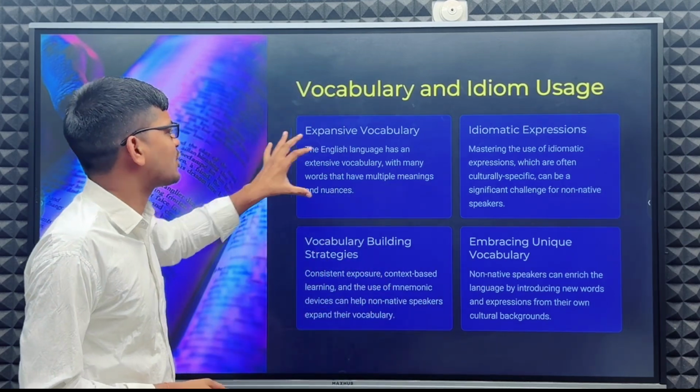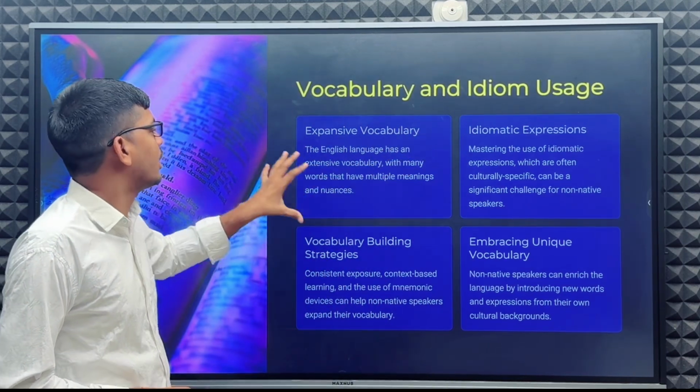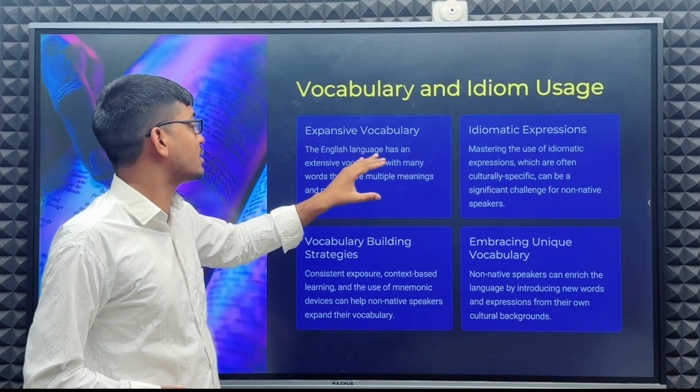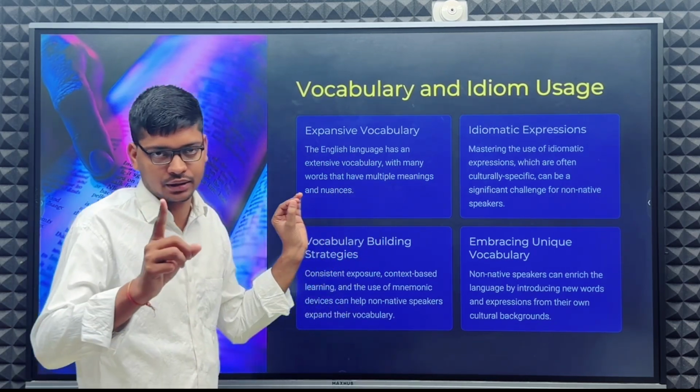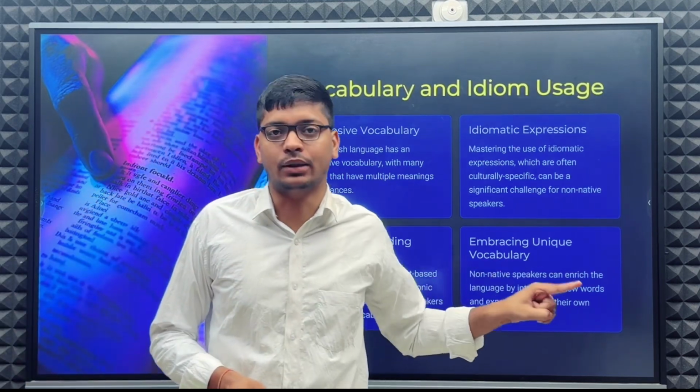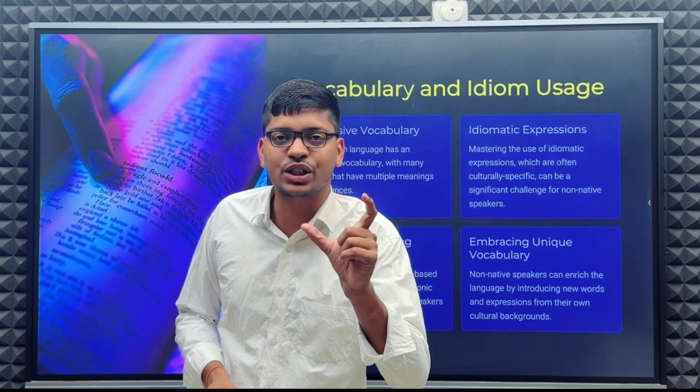Okay, so expansive vocabulary. You know, the English language has an extensive vocabulary, but you don't need more vocabulary, you need only specific vocabulary.